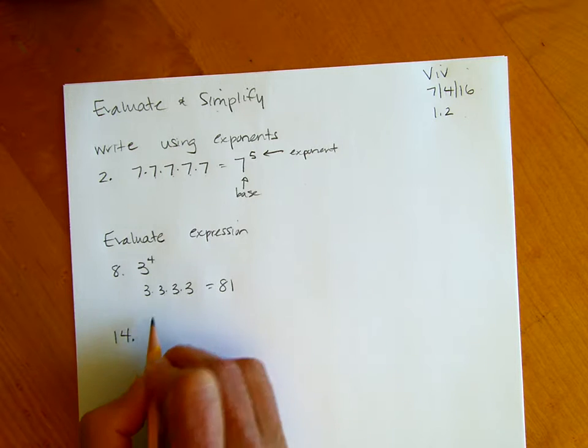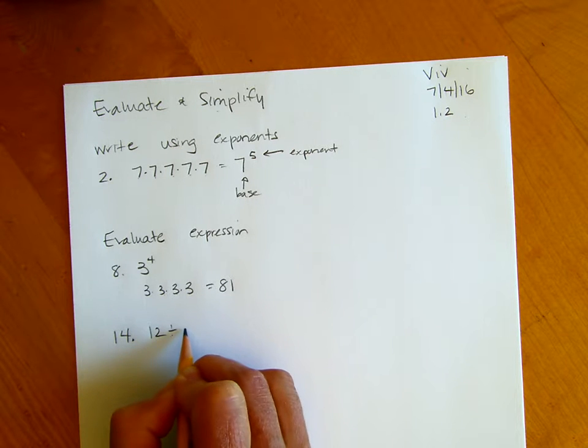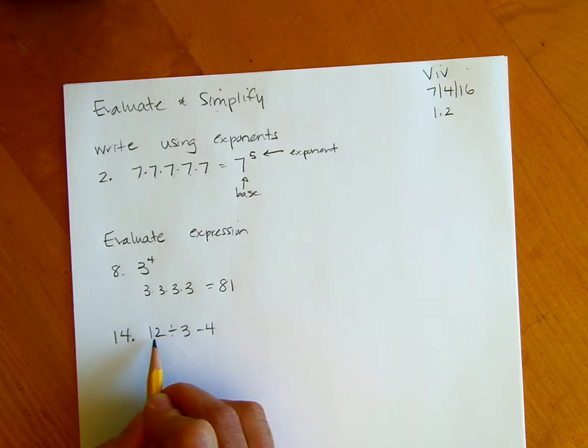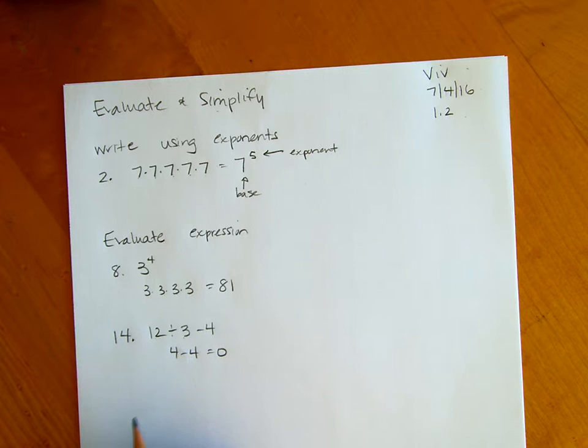Perhaps you might be asked to do something like this: 12 divided by 3 minus 4. In this case, you need to do order of operations. 12 divided by 3 is 4, minus 4 is 0.